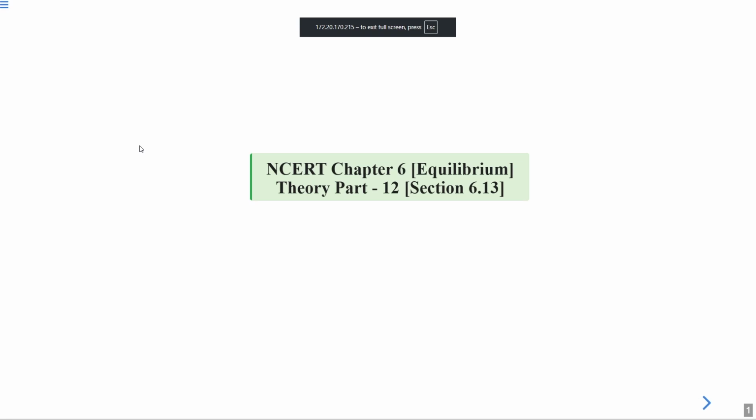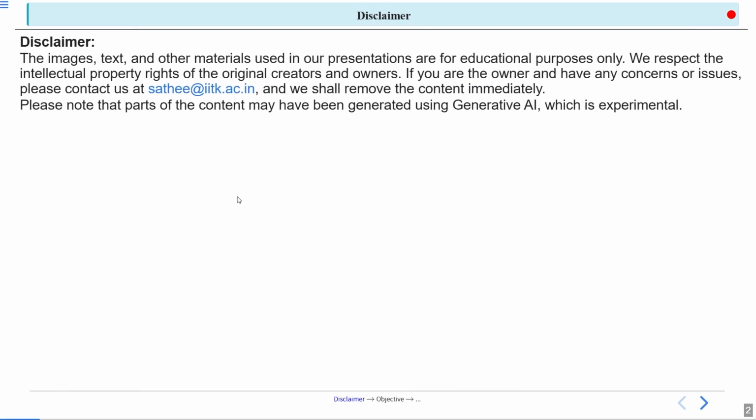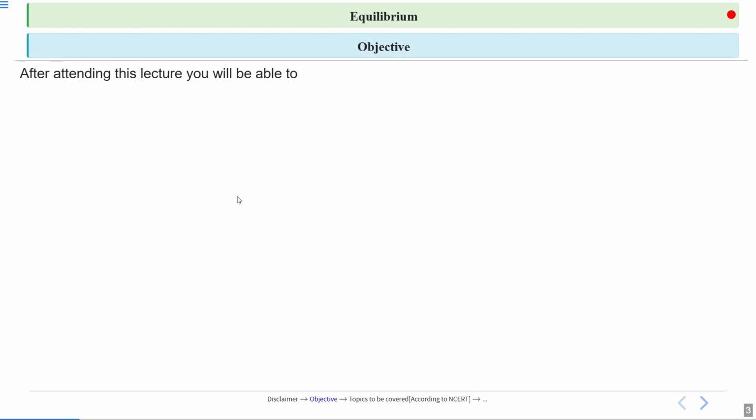So today we'll see theory part 12 of Chapter 6, Equilibrium, in which we will be covering section number 6.13. So this is the disclaimer. Now in this class our objective would be to look at the solubility product constant. This is a new term which will be referred to a certain species. We will know about it. So let's start our class.